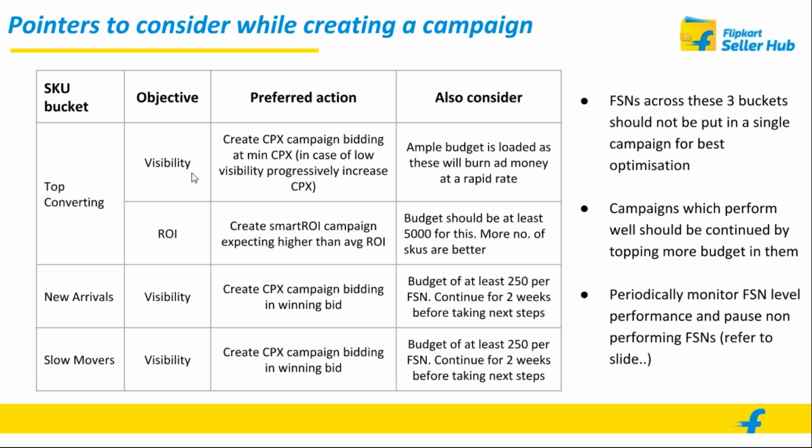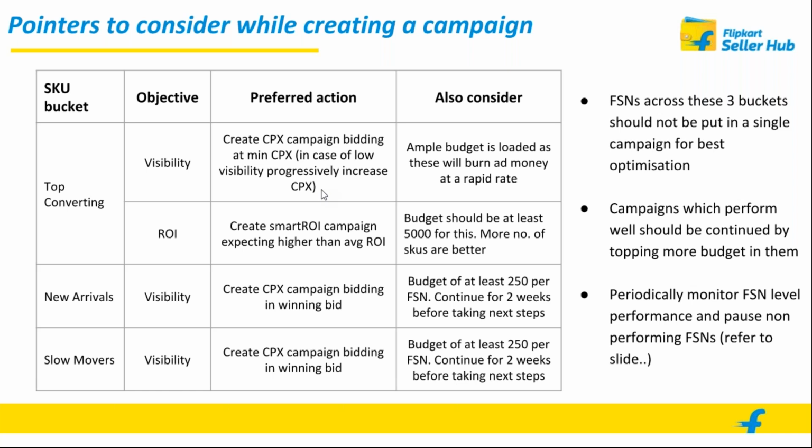So anyway, say for example, if you want to go for that visibility game, you create CPX campaigns bidding at a minimum CPX. So in case of low visibility, then progressively increase the CPX. So what we are saying is, you remember we were talking about the base CPX and the lower range of the winning bid, the higher range of the winning bid when we went to the live dashboard. This is where this comes in. So you have selected your products, you know what is your objective.